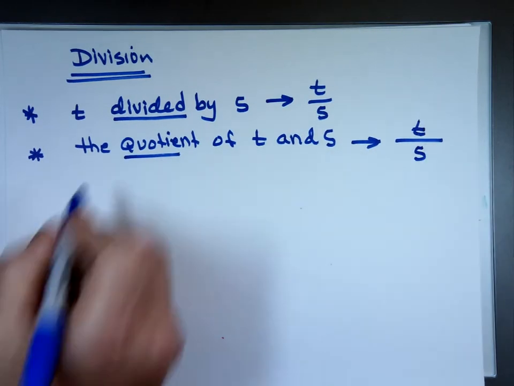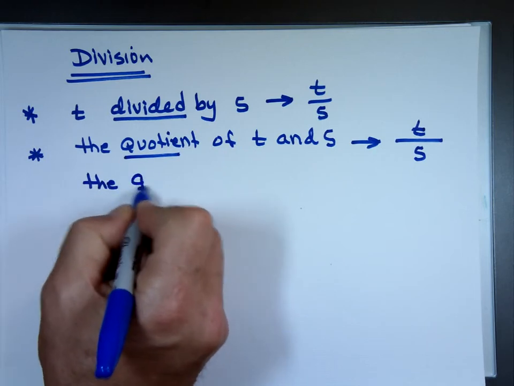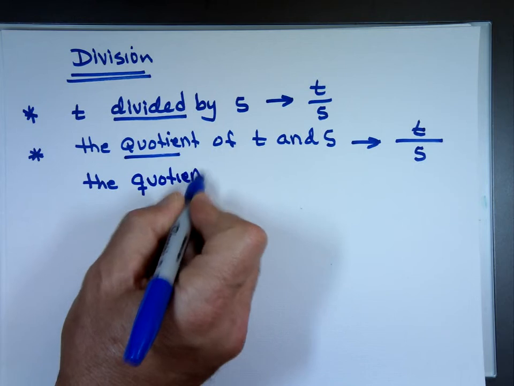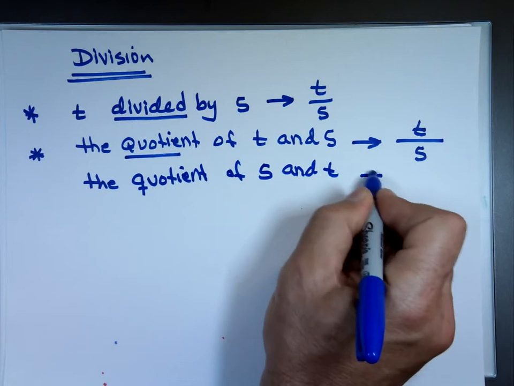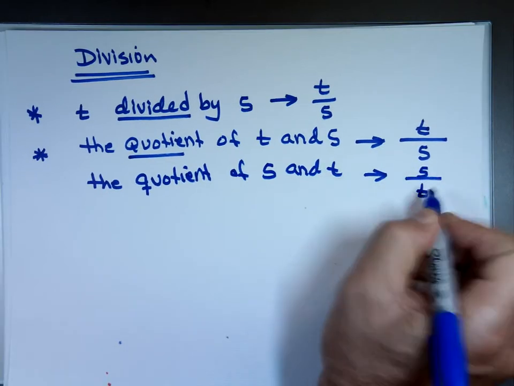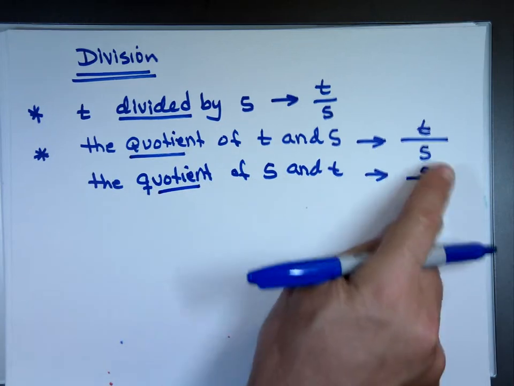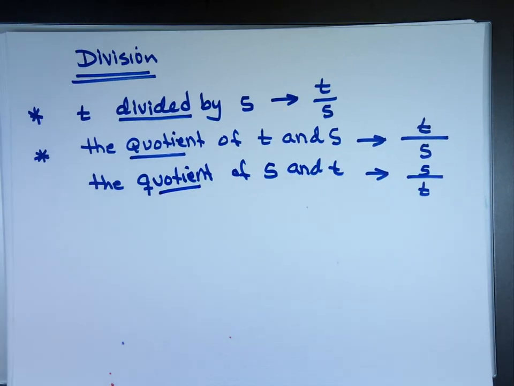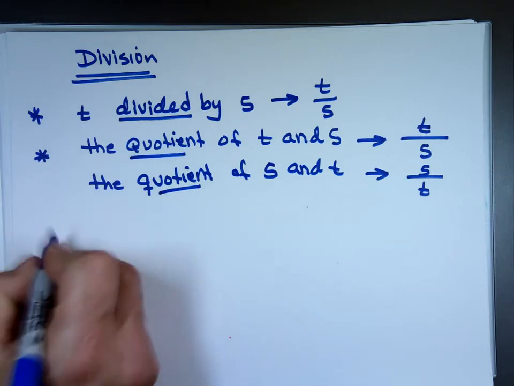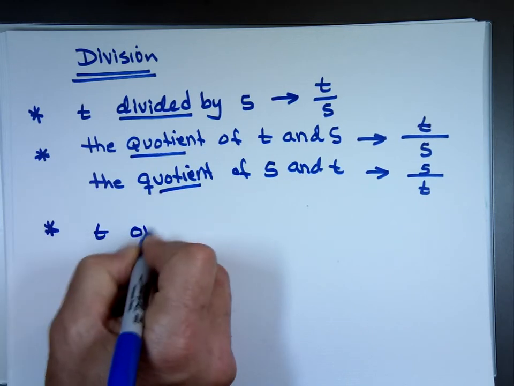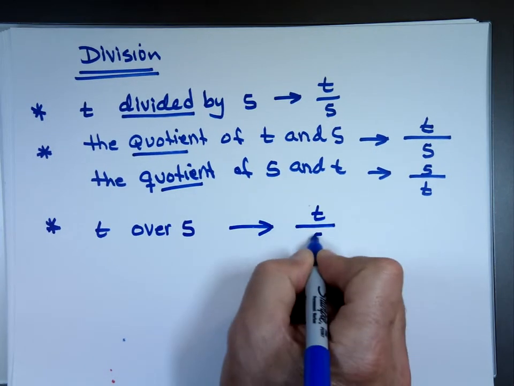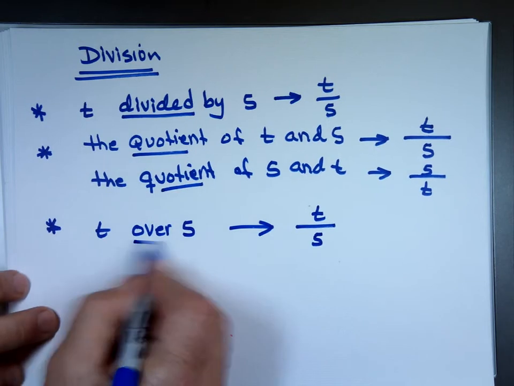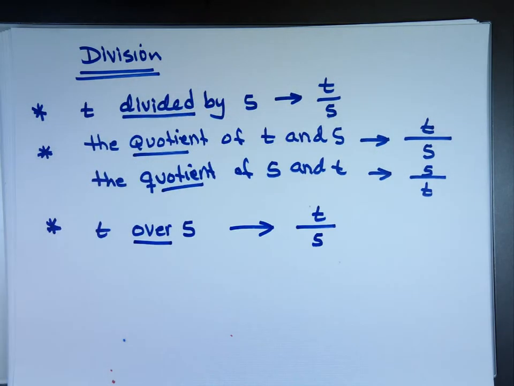If the question was the quotient of 5 and t, how would you write that? 5 over t. Yep. Quotient means a fraction. 5 is first, that's the top. T second, that's the bottom. And the last one we're going to look at is over. If you see t over 5, over means on top of that. T on top of 5, that's a fraction. So over, quotient, divided by, all mean division.